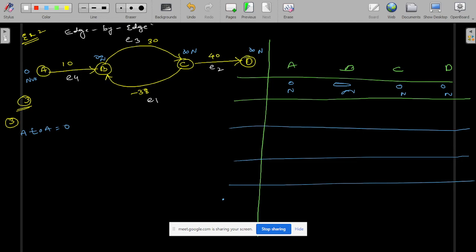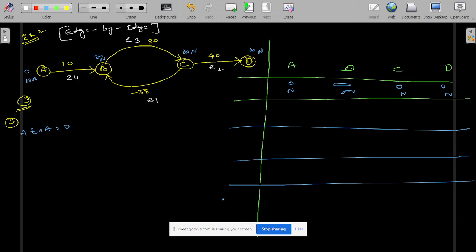No rule, nothing like that. If you take E1, you will start from here. If I take E4, you will start from here. I just took it randomly. Wherever you want, you take. No problem, nothing is going to be affected. You will get the same answer.